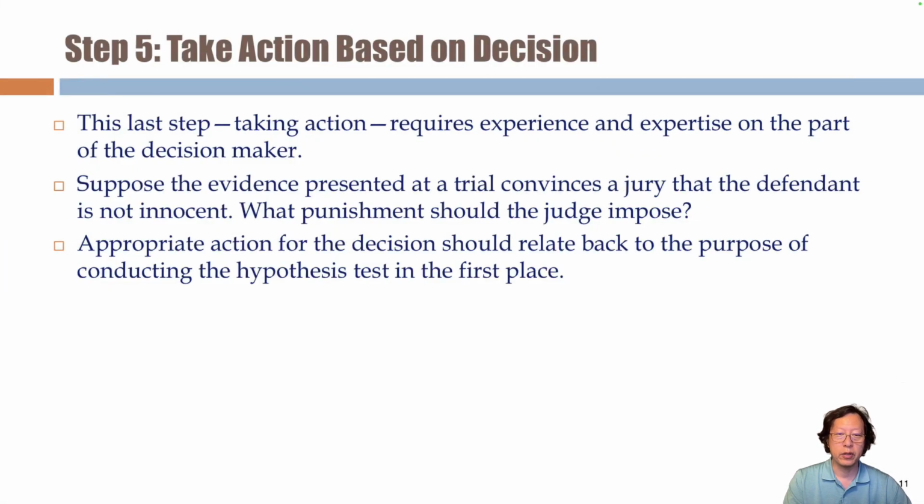Once we make a decision, usually if the alternative hypothesis is true, then we have to take some action. Right? So in a criminal trial, if the evidence shows the defendant is not innocent, then we have to impose some kind of punishment. That follows from the decision.